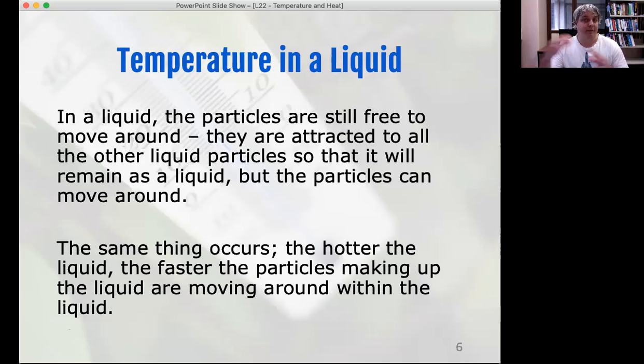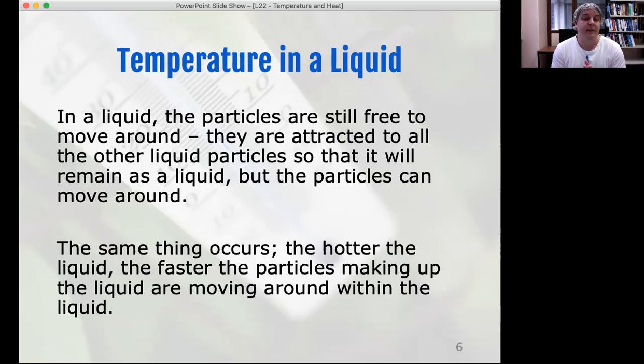So gases, they're flying around the room faster. Faster speeds, higher kinetic energy means higher temperature. In a liquid, they're moving around within the body of liquid. So they're not free to fly off into the room, but they can move around within the liquid. And exactly the same, faster moving particles within the liquid means higher temperature.